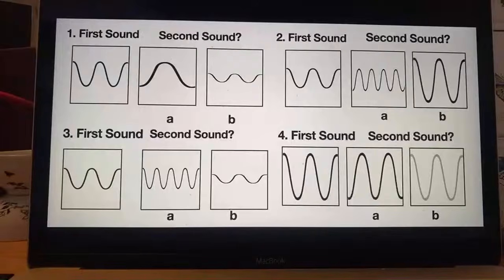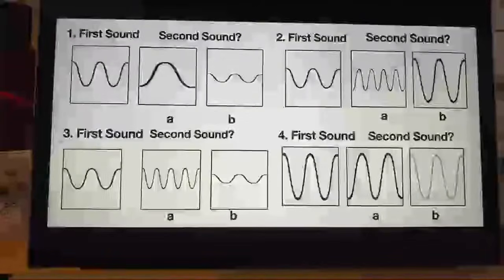First sound. And here's the second sound. Gotta listen carefully. First sound. Second sound. And the first sound. And the second sound. And the first sound. And here's the second sound.